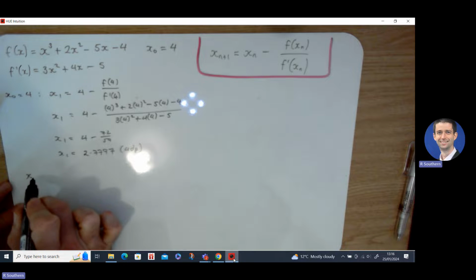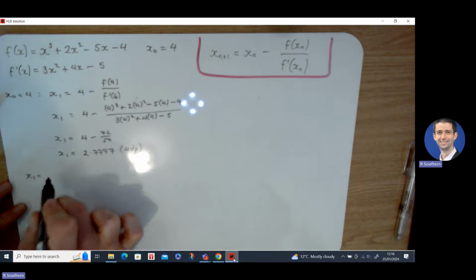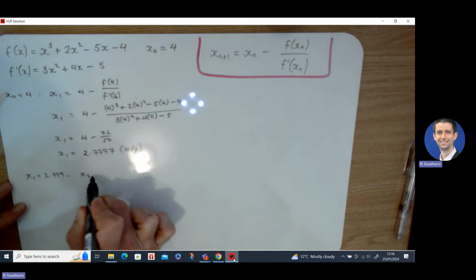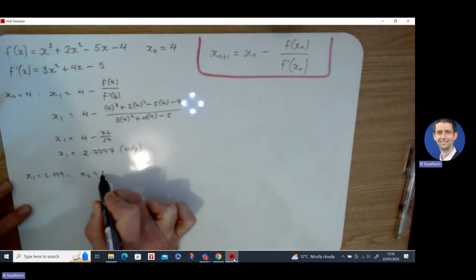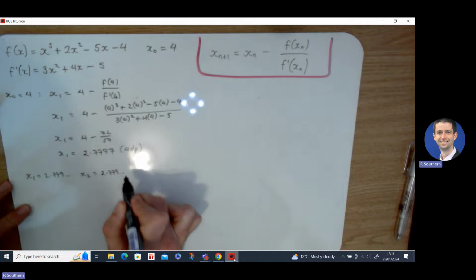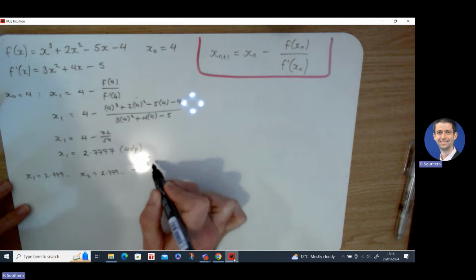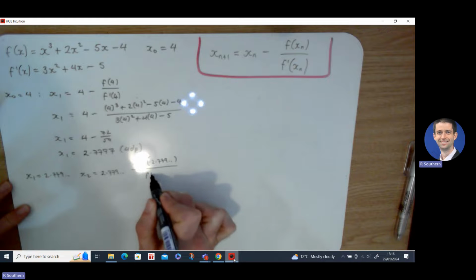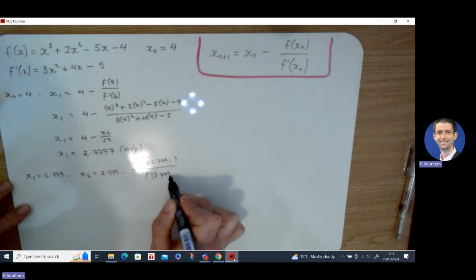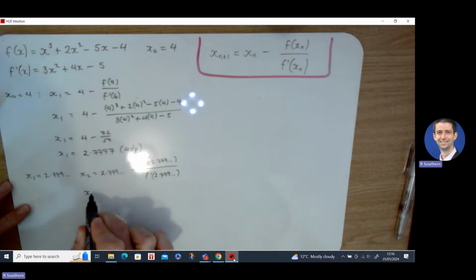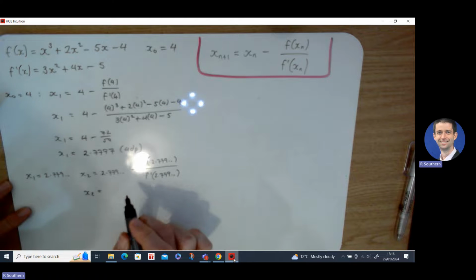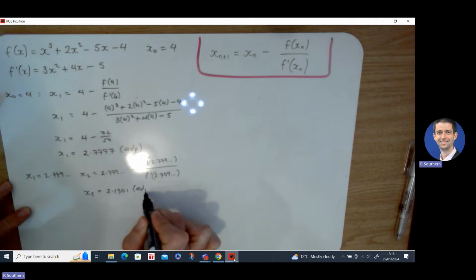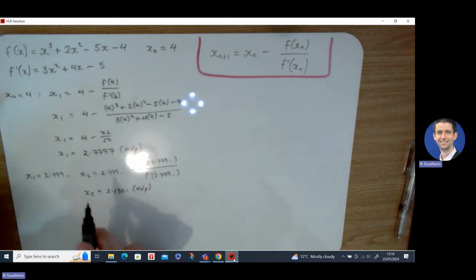I'm going to write a little bit less this time. So I've got x1 is equal to 2.779, etc. So x2 is going to be equal to that 2.779 minus the function evaluated for that number over the derivative of the function evaluated for that number. And that comes out to 4 decimal places as 2.1301.